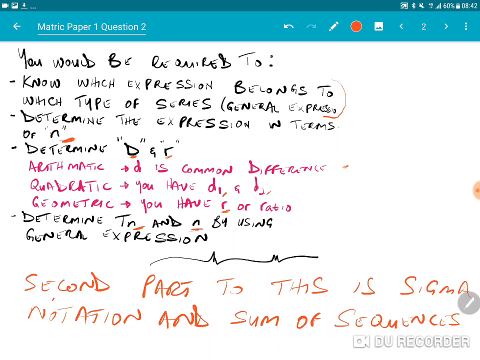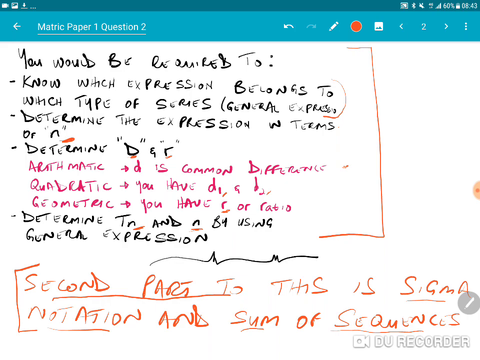So the second part of this would be sigma notation, and to work out some of sequences, but that we will cover in a different lesson. So if we go through part 1 and part 2, you should be able to have a good understanding on how to answer question 2 of the Matric paper 1.